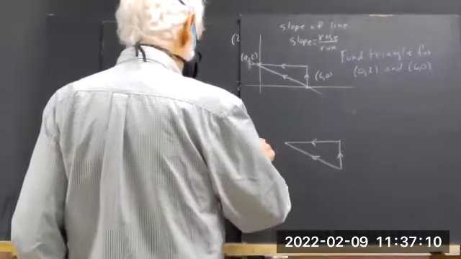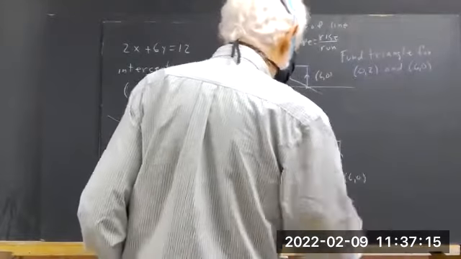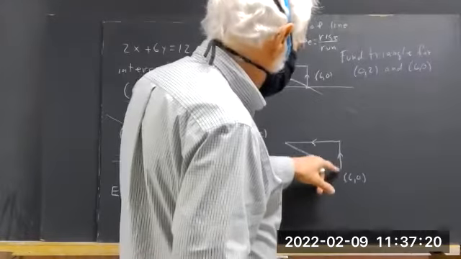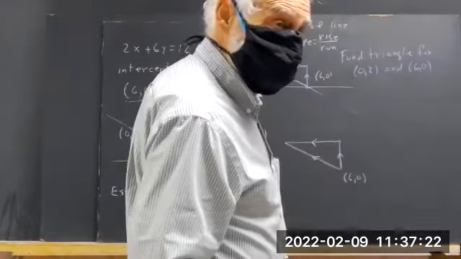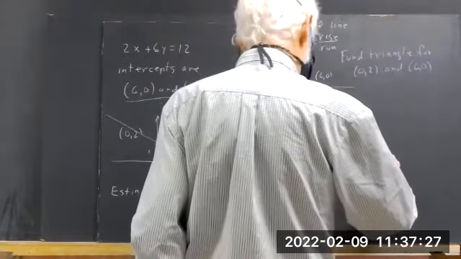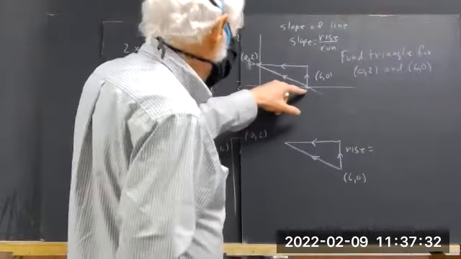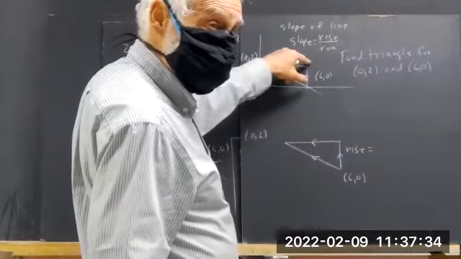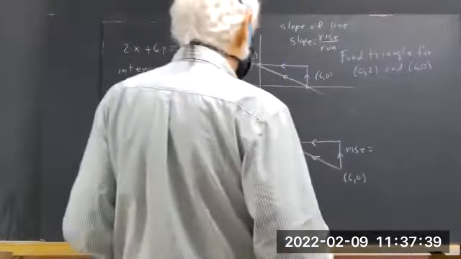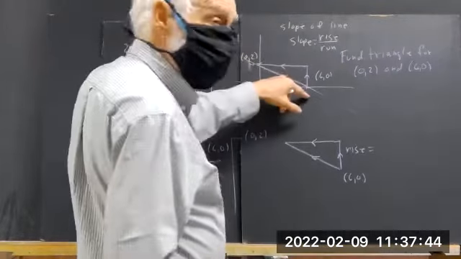And this point is (0, 2). This point is (6, 0). Okay. The rise is this, okay? So what's the rise? Now, the rise is 2. To get from here up to here, well, here our y coordinate is 0, here our y coordinate is 2, and we're moving in the y direction. So the rise is 2. Now I'm going to say the rise is the y coordinate we end up at minus the y coordinate we start at.